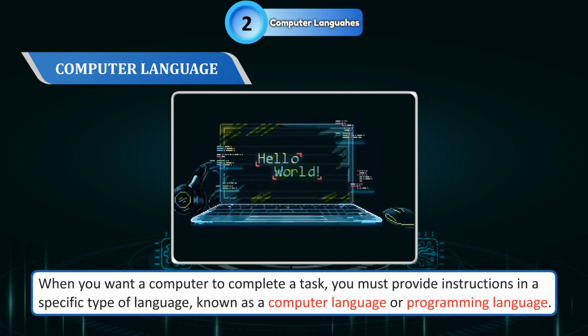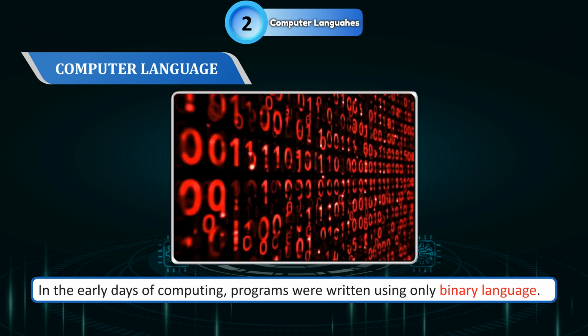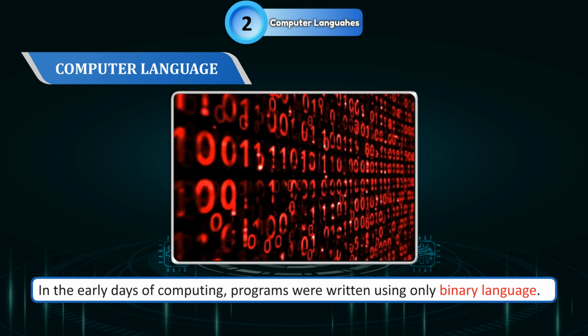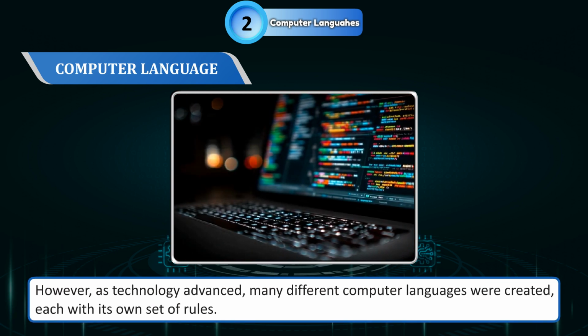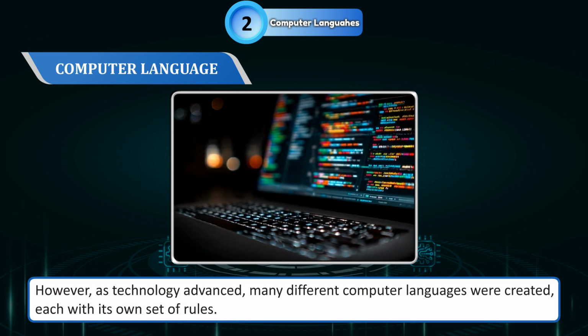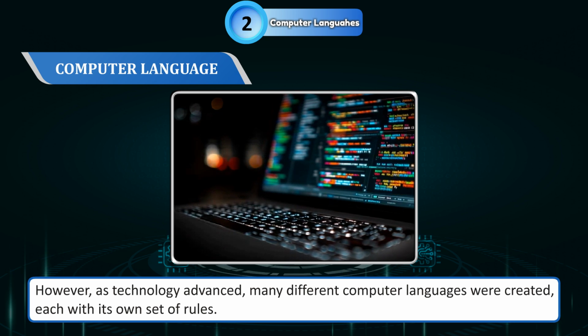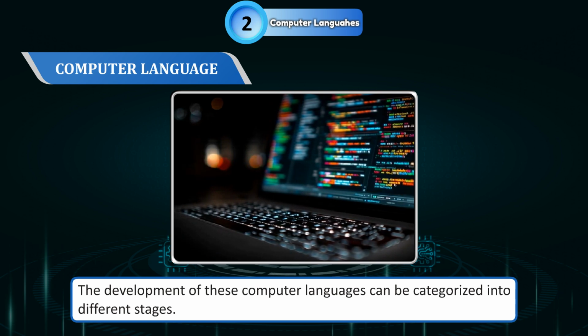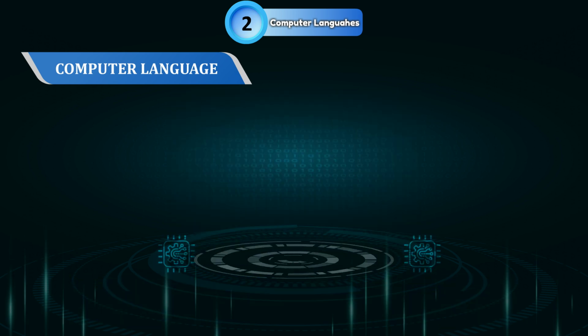When you want a computer to complete a task, you must provide instructions in a specific type of language known as a computer language or programming language. In the early days of computing, programs were written using only binary language. However, as technology advanced, many different computer languages were created, each with its own set of rules. The development of these computer languages can be categorized into different stages.